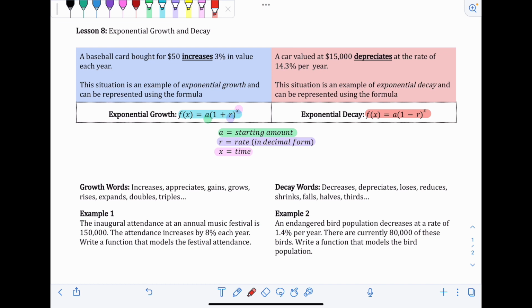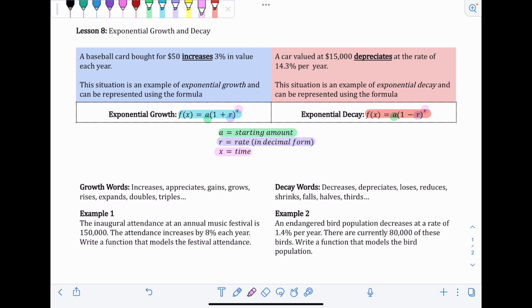And then you can see there's a lot of similarities between the two formulas. A is the same thing. It's there. That's going to be the starting amount. R is the rate. It needs to be in decimal form here as well. And then x is the time. And again, that can vary. It could be days, weeks, years, whatever is given in the problem.